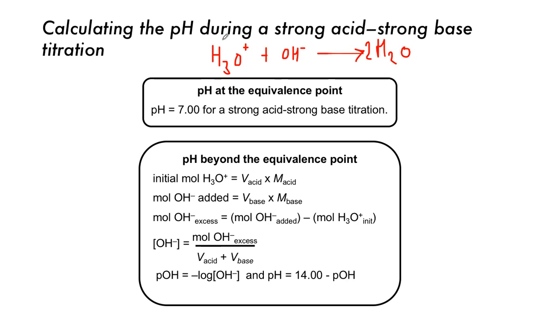This will keep happening until one of these is no longer present. At the equivalence point, the same number of moles of hydronium and hydroxide have been consumed to give water. But if we keep adding more and more hydroxide, and there is no hydronium, then we end up with a continually increasing concentration of OH minus, and therefore an increasing pH. So the moles of OH minus excess is equal to the total moles of hydroxide added minus the moles of hydronium ion initially present. The concentration is then equal to this over the total volume. pOH is then equal to minus log to the base 10 of the concentration of OH minus, and the pH is equal to 14.00 minus pOH.